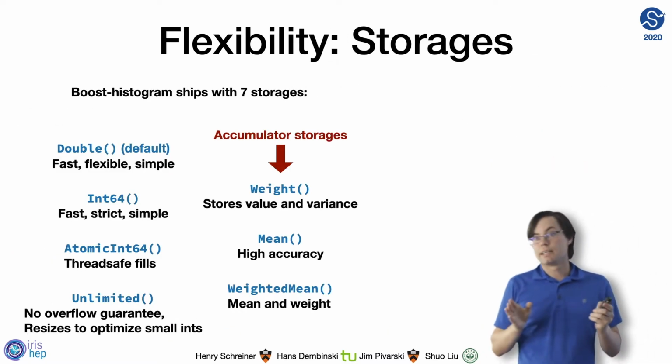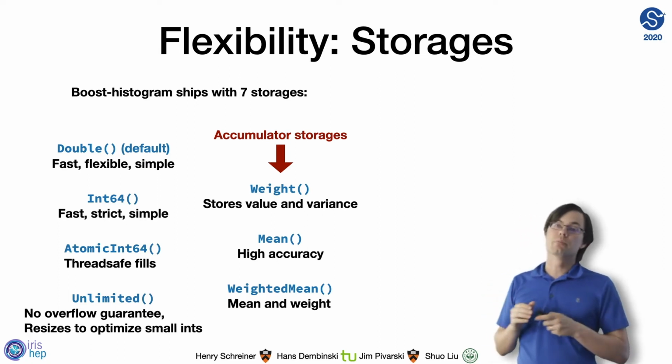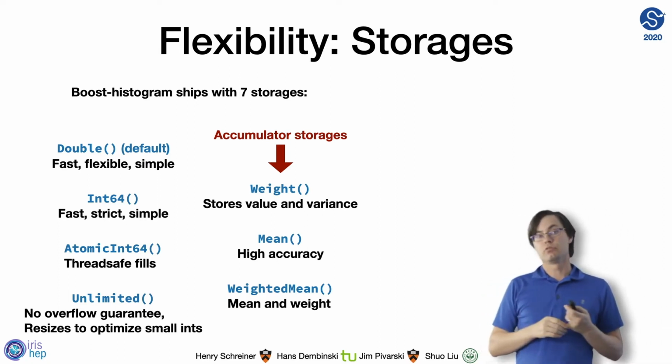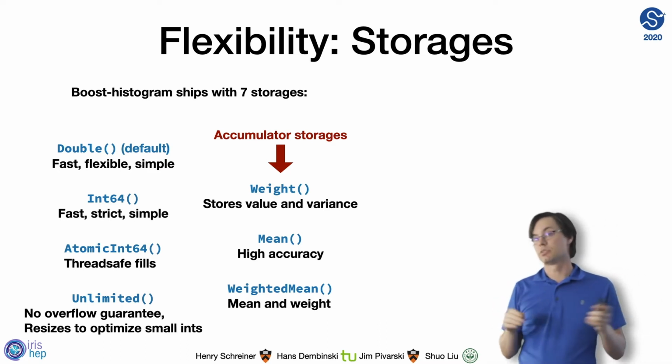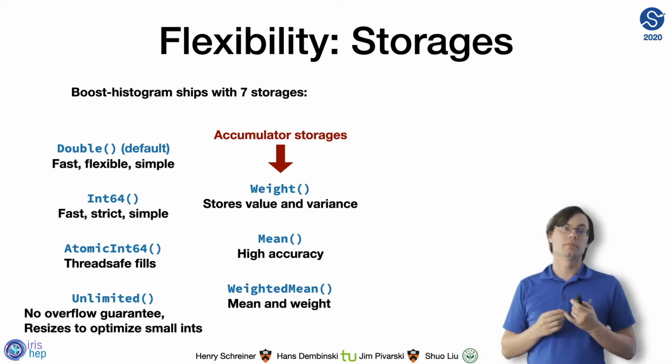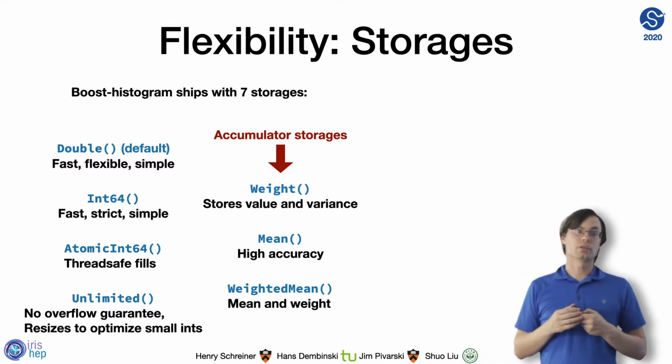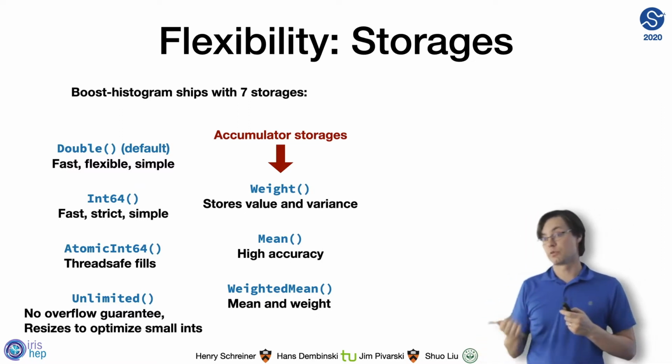There's also a variety of storages. There's 7 storages that come with Boost-histogram. You have a double storage, which is sort of your normal storage. It's quite fast, and it goes up to a very large number of integers. It also supports weights, so it's just the most flexible of the storages. But you also have an integer-based storage if you want to force integers.